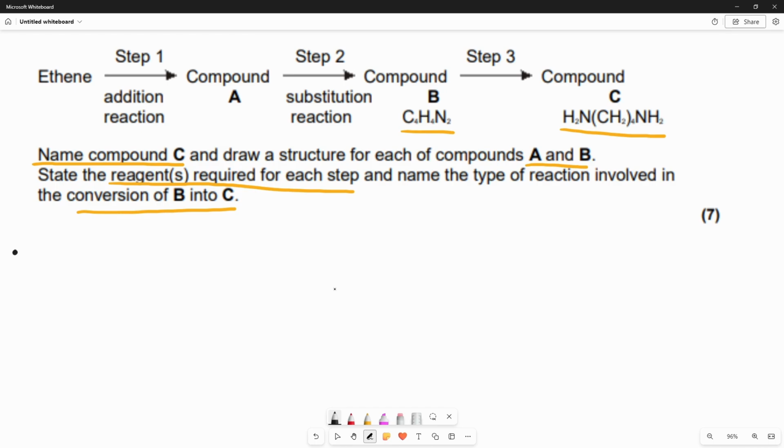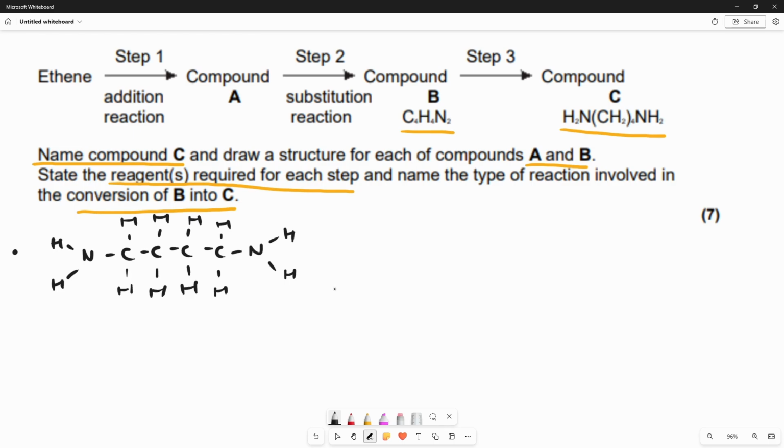So let's quickly draw out compound C. There are 4 carbons in this compound and 2 amino groups. So if we look at it, that's going to be 1 amino group on the first carbon and 1 on the fourth carbon, so that will be 1,4-diaminobutane. So let's start on step 1.